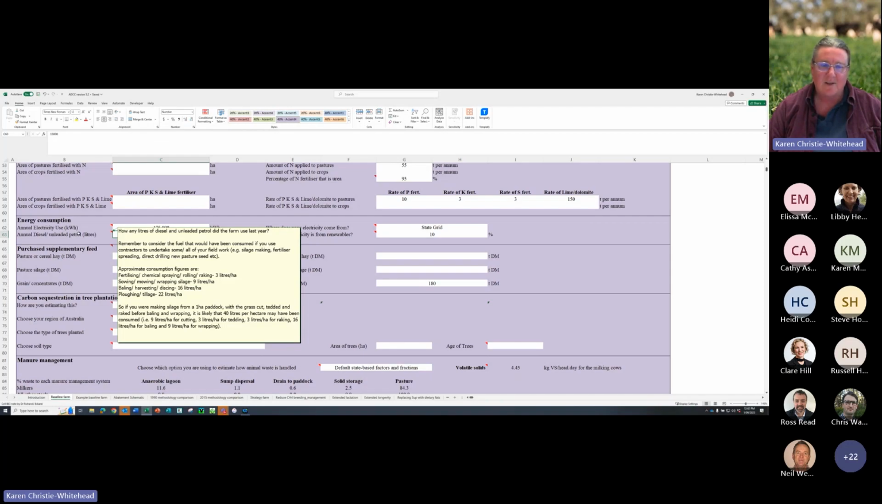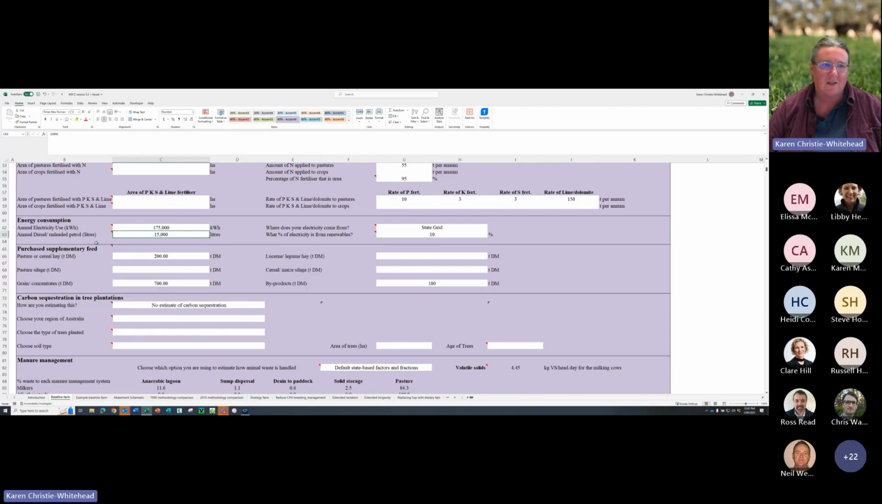And a bit of an example. So, you know, for every hectare of fertilising, it's around 3 litres of diesel, etc. I won't go into too much more, but there's obviously that help message there. Purchase supplementary feed, pretty self-explanatory. How much hay and silage and grain concentrate was purchased for the 12-month period.